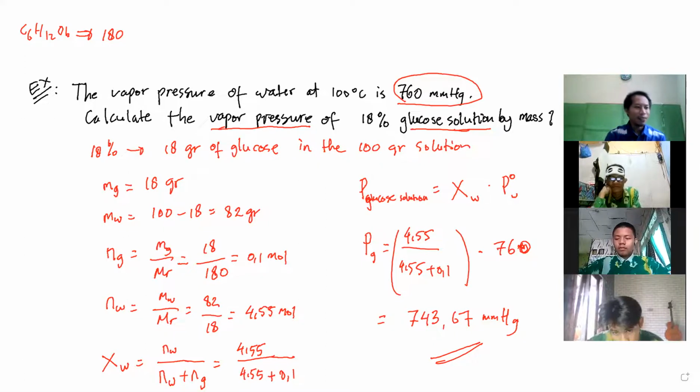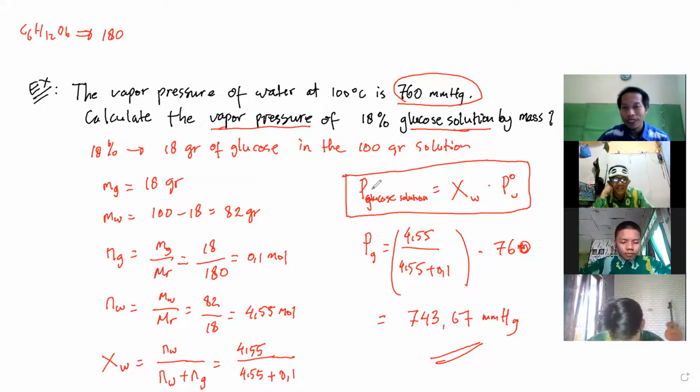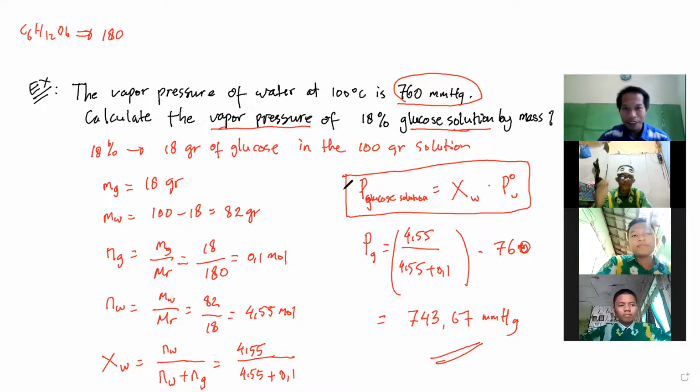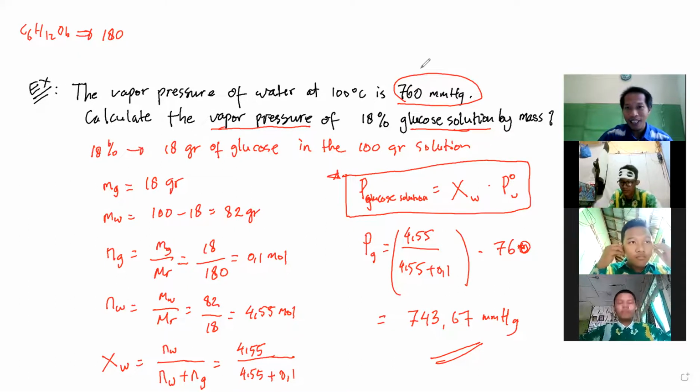Okay, is it clear? Do you have any question? Which formula is the first and which is the second that I used? The first one. Good. This is the first formula that we use. Very good. Is it clear? Yes, you get the answer.